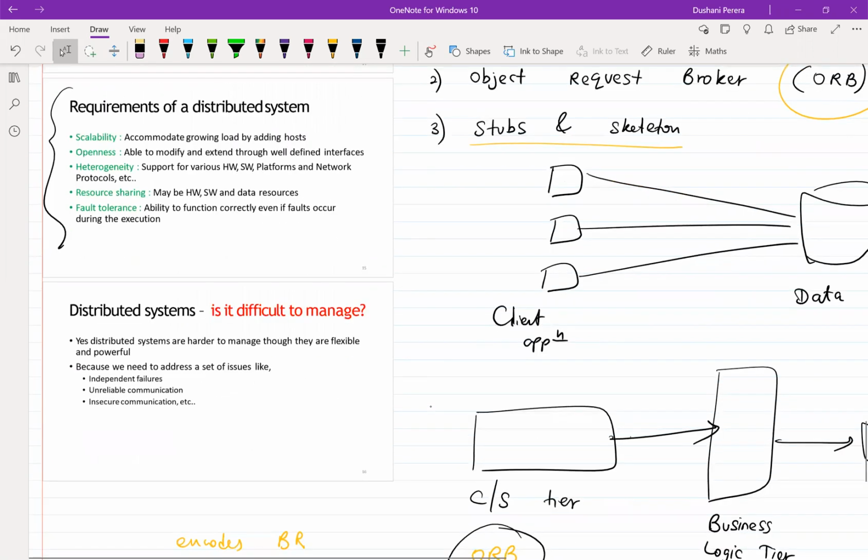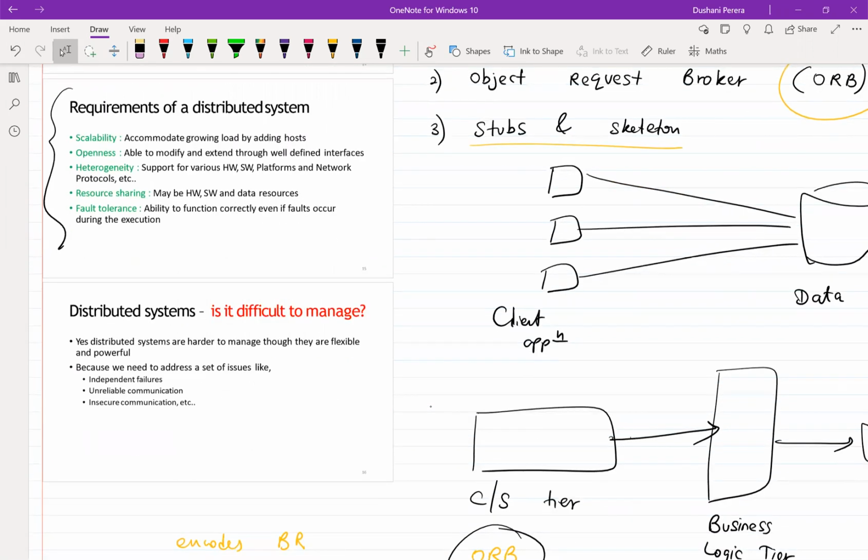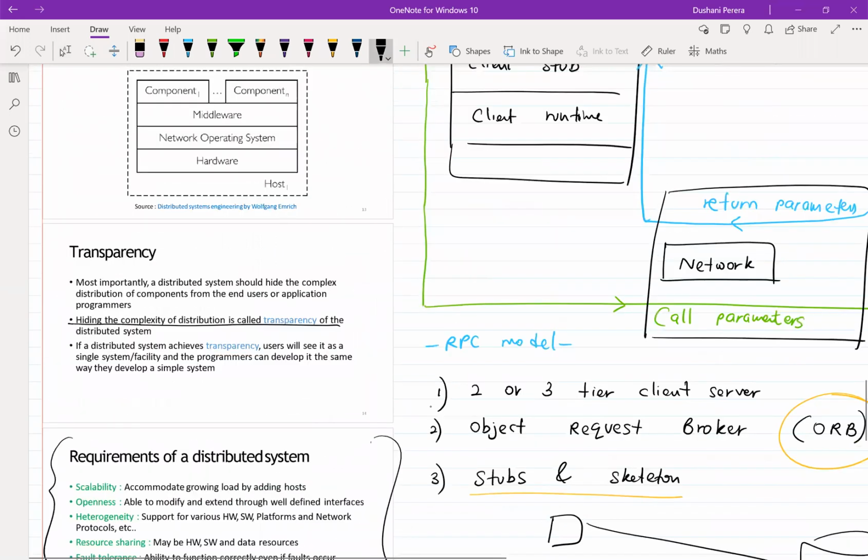Okay, so those are sometimes hard to manage because of their features. However, they are flexible. Right. So we will be talking about these in detail in the future lectures.